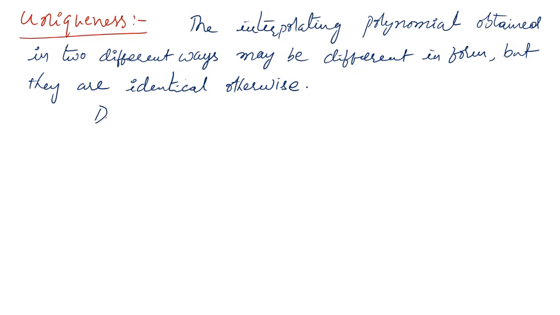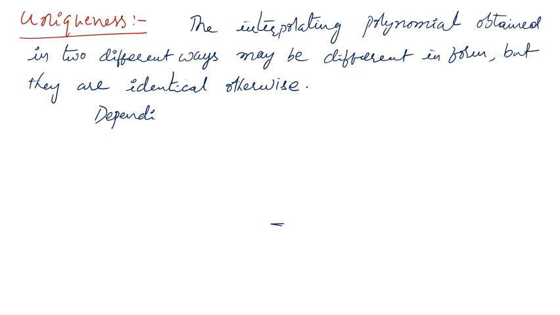We are applying so many methods to find the interpolating polynomial. You will get polynomials, but they look different. But if I simplify, you will get the same unique interpolating polynomial. That is the answer. Okay.